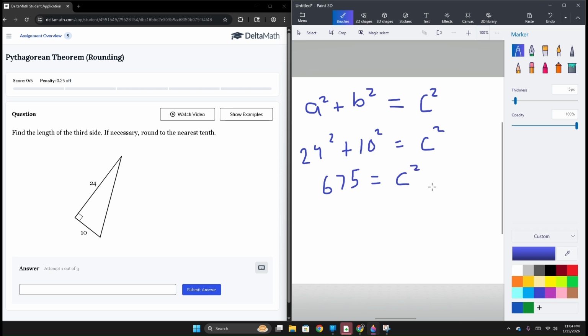And since we are trying to find c and not c squared, we have to get c by itself by square rooting both sides of the equation by 2. The square root of c to the second is c, and the square root of 625 is 25.98. But our question asks us to round to the nearest tenth, so we will make this 26.0, since our 9 is telling us to round up.